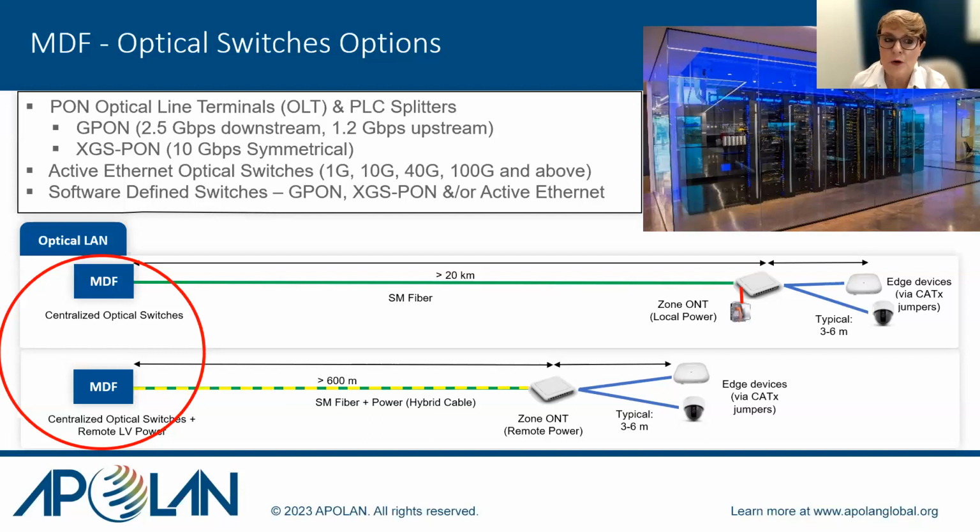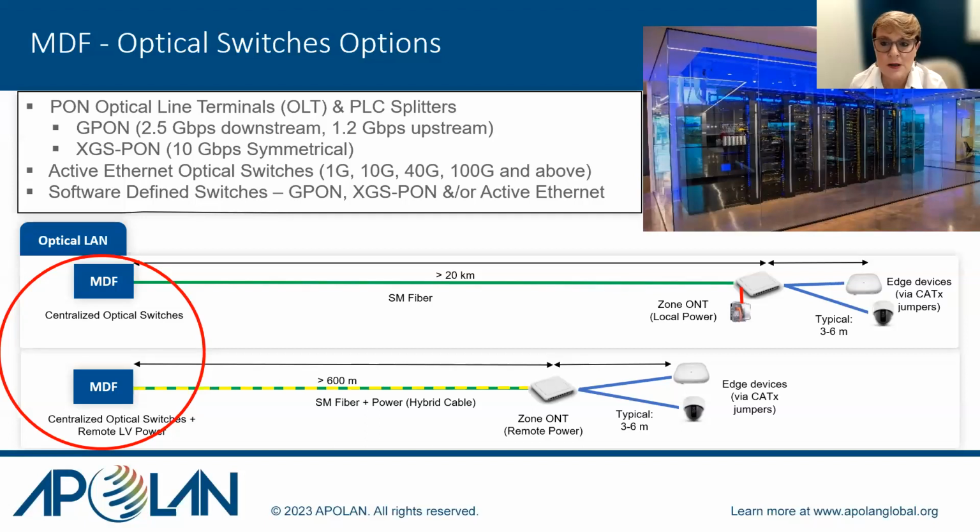Another option for an MDF optical switch is an active Ethernet switch. These go from 1 gig all the way up to 100 gig or above. And with this, we can use optical fiber all the way to the edge, and at the zone, we can then switch to short lengths of cable to connect the devices.